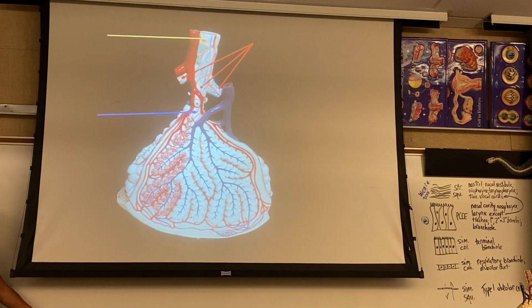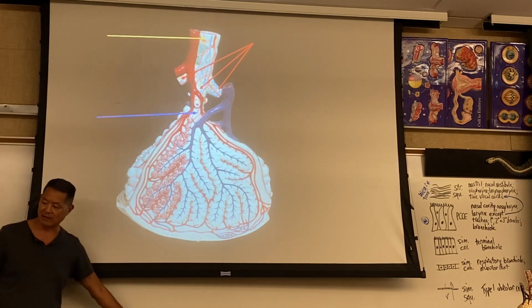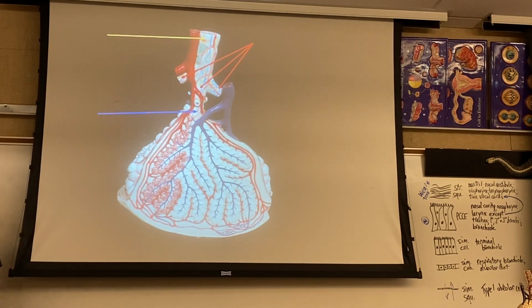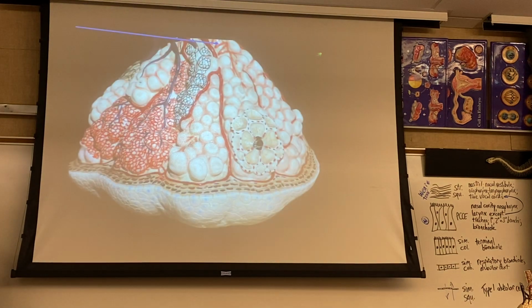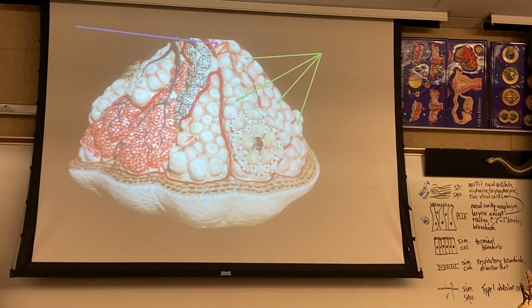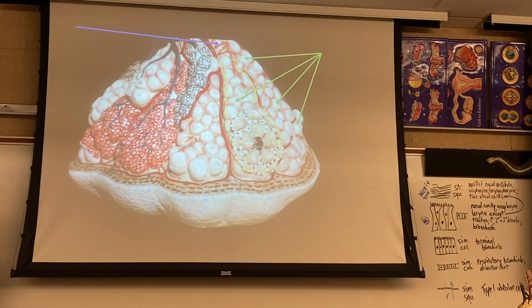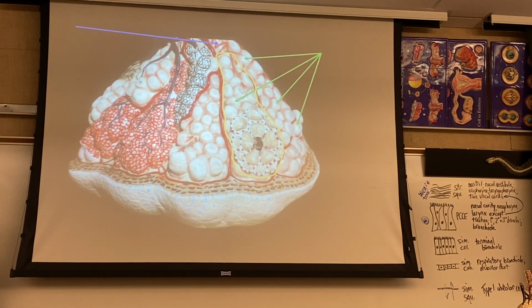This is just a posterior of this model showing you the 3 levels of bronchioles. We're almost done. Okay, so respiratory bronchioles in blue, alveoli in green, outlined in yellow is an entire alveolar sac.